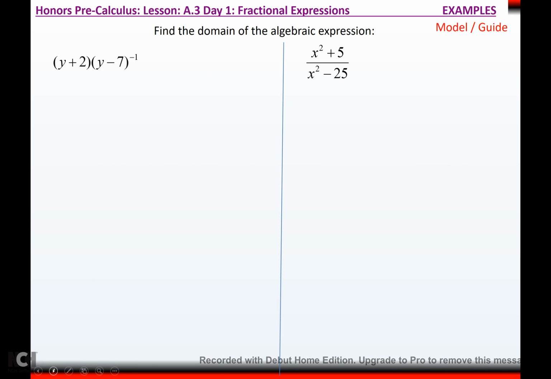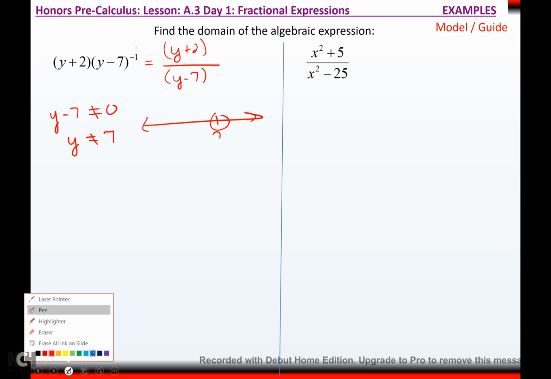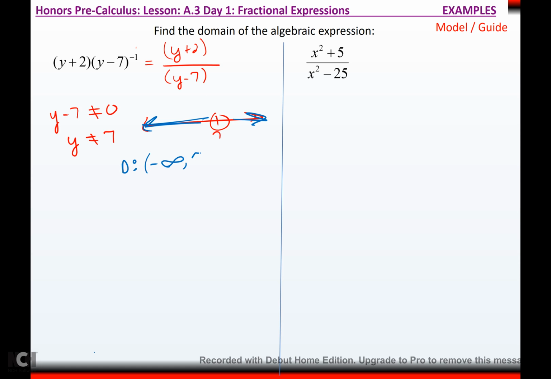Okay, again, your author's being a jerk. It doesn't look like there's anything wrong with this, but the negative exponent means this is really y plus 2 over y minus 7. So you have to say, Mr. Denominator, you can never equal 0, which means y can never equal 7, which means on a number line, 7's going to have a hole, but everything else can be included. So my domain would start at negative infinity, stop at 7, start again at 7, and go to infinity.